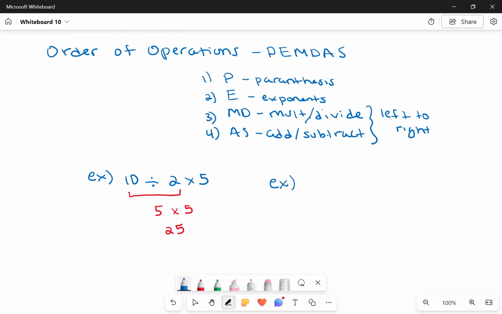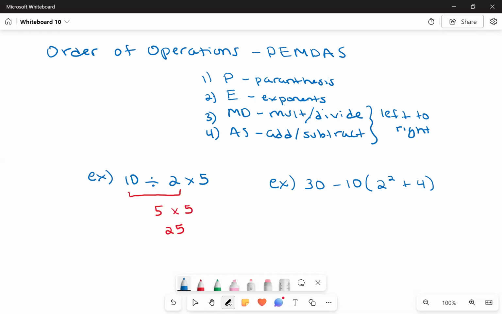Let's just try another one. How about 30 minus 10 parentheses 2 squared, plus, I don't know, 4, something like that. Now, a lot of people would want to jump on that subtraction because 30 minus 10 is very easy to see, but it is the lowest priority. I have to start with the parentheses.